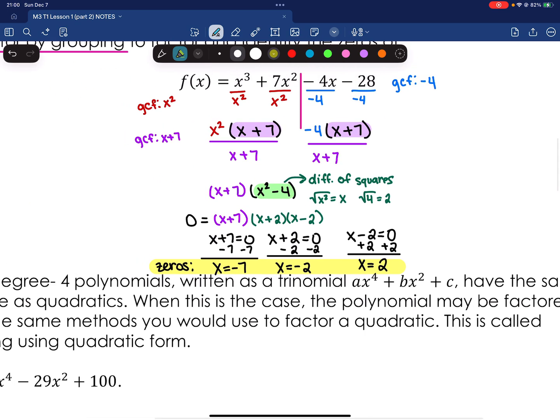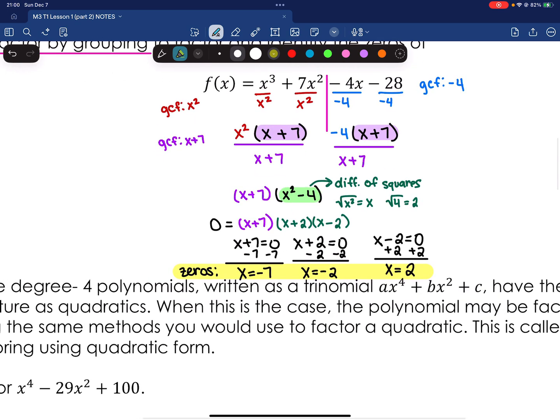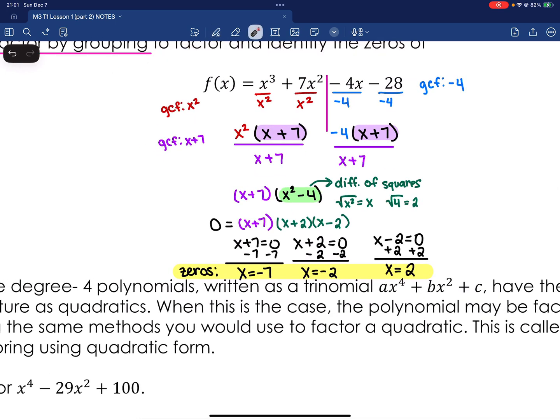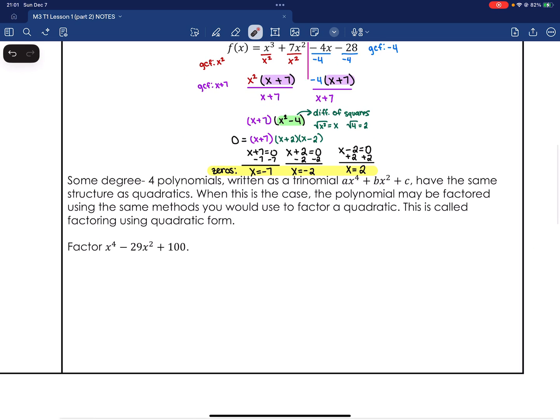And again, how do you know how many zeros you should have? Remember, that's based on the degree. So the degree in the very beginning was 3, which means you can have at most 3 zeros, and that's exactly what we have. Okay?